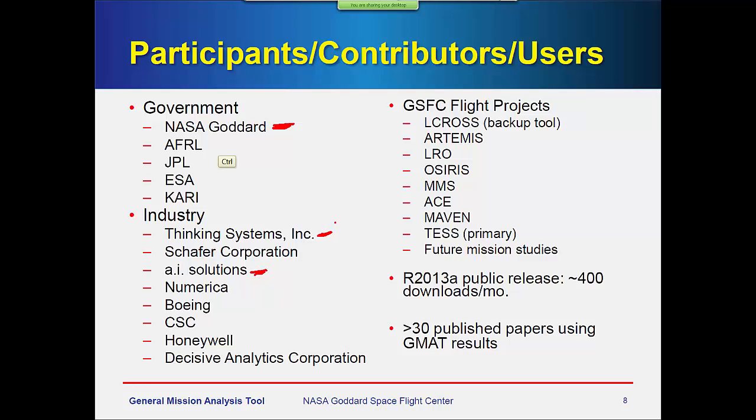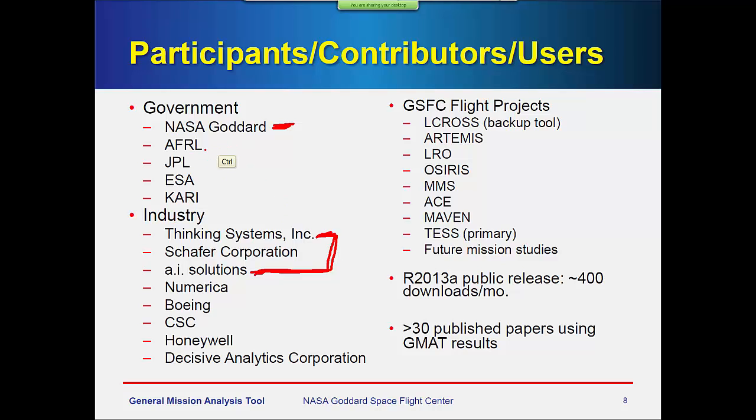Daryl Conway at Thinking Systems helped us out. He actually designed the core system back in 2001 and 2003 when the requirements were developed. Steve Hughes and Daryl Conway actually developed the system from the ground up together. And then AI Solutions has been helpful in the past several years in terms of documentation and testing. Tatiana is one of our GMAT testers. And Ann Nicholson is helping out with navigation work. So they have been two contractors that have been intimately related with GMAT development over many years.